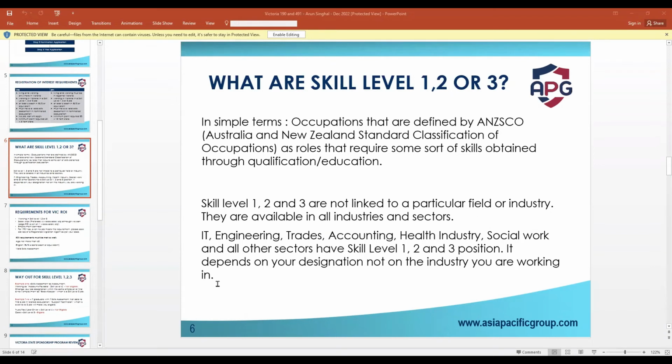I have one question. I am sitting at 90 points. I have done my professional year. The problem is I'm not working in a field related job. What are the chances of getting 190 or 491? I'm looking for a job now in the IT industry. What is your advice? Which occupation do you have? I have software engineering skill assessment, ICT specialist, and system analyst.